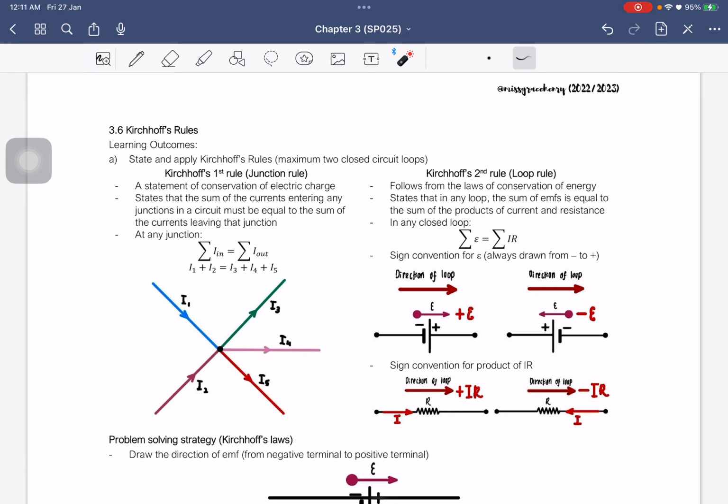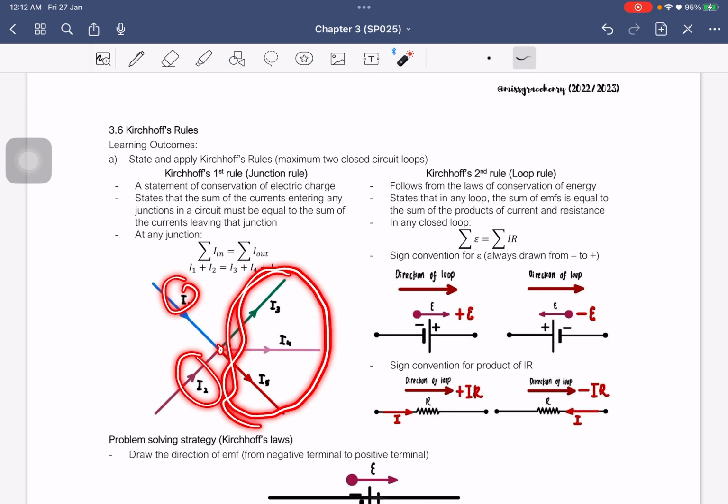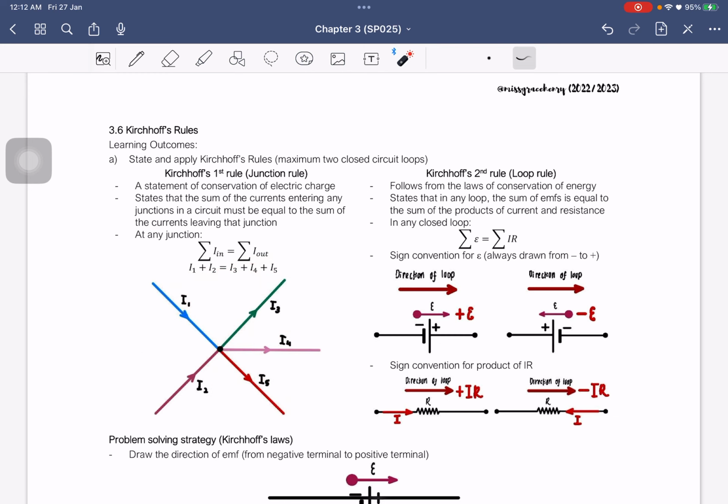The first rule of Kirchhoff's is the junction rule. This is actually a statement of conservation of electric charge. It states that the sum of the currents entering any junction in a circuit should be equal to the sum of the current leaving that junction. If we look at this junction here, the current going into this junction is only I1 and I2, while the rest is going out of the junction. So the summation of these currents should be equal lah.